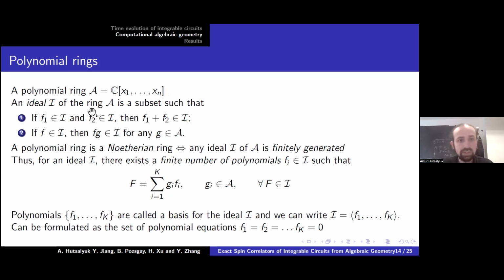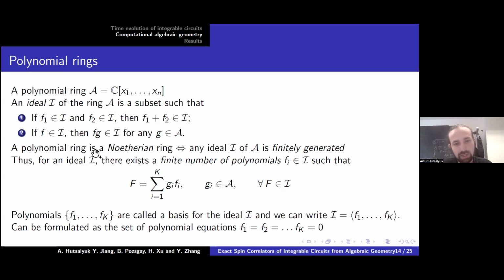Then, on this ring, we can introduce an ideal. An ideal, by definition, is a subset such that for every function f belonging to the ideal, if we have two functions, both of them belonging to the ideal, their sum belongs to the ideal. And then, if we have a function f that belongs to the ideal and some arbitrary function j that belongs to the polynomial ring, the multiplication of function f by function j should belong to the ideal again. Very simple conditions.